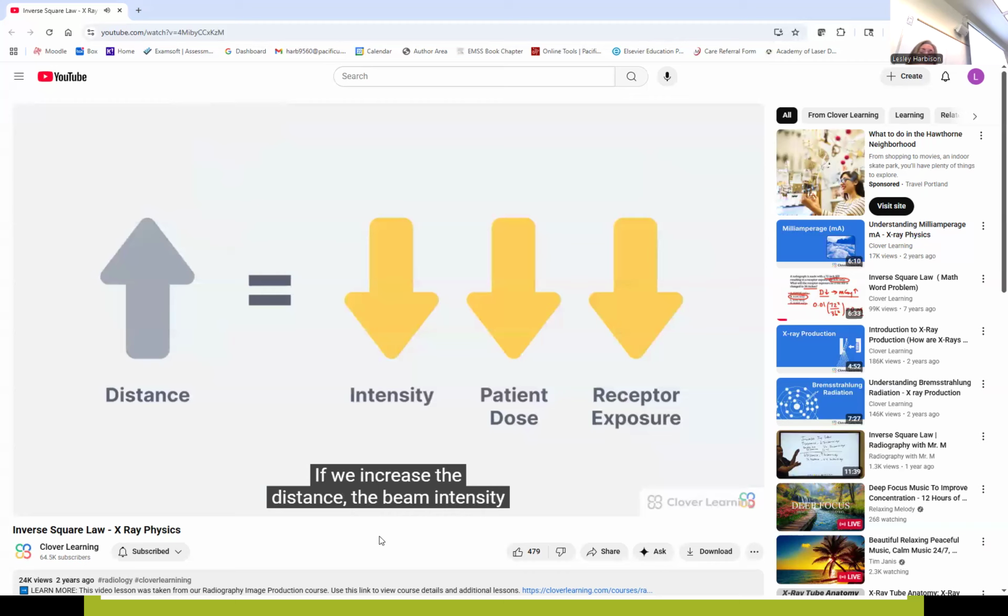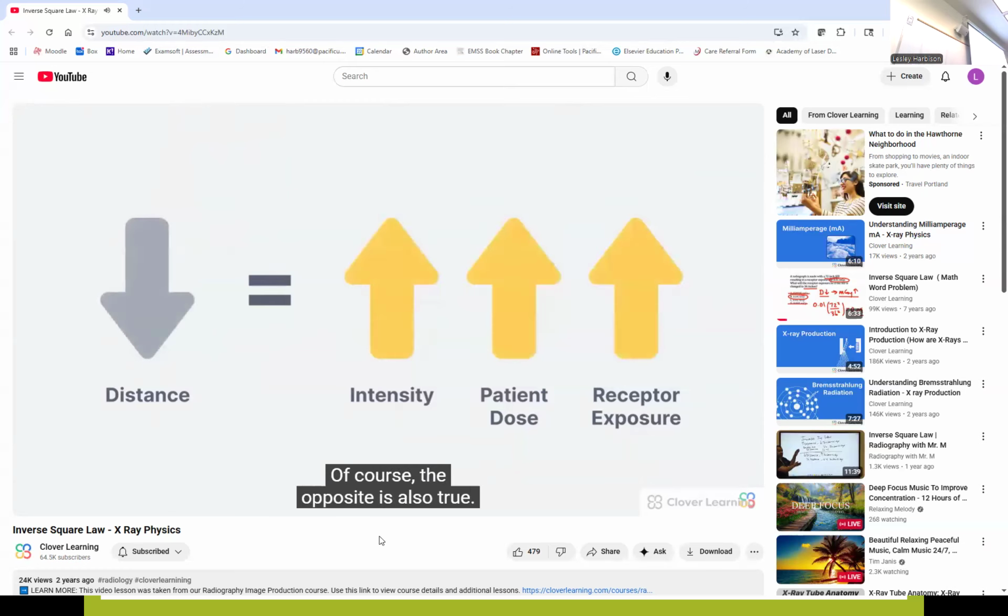The beam intensity at the patient decreases. The patient dose decreases. The receptor exposure decreases. Here's the opposite, which is also true. If we decrease the distance closer to the patient, the intensity at the patient increases. The patient dose increases and the receptor exposure increases.